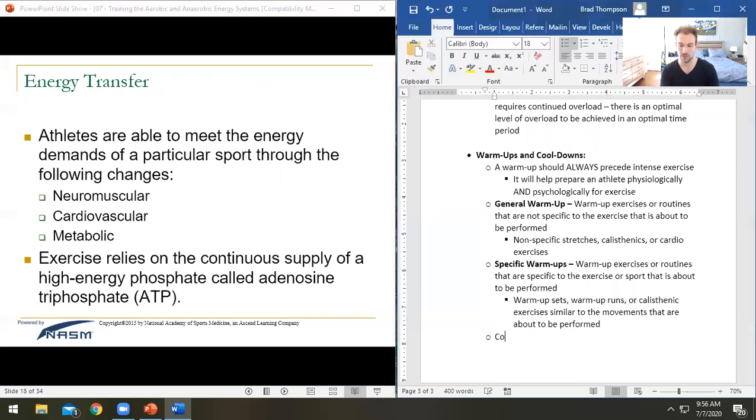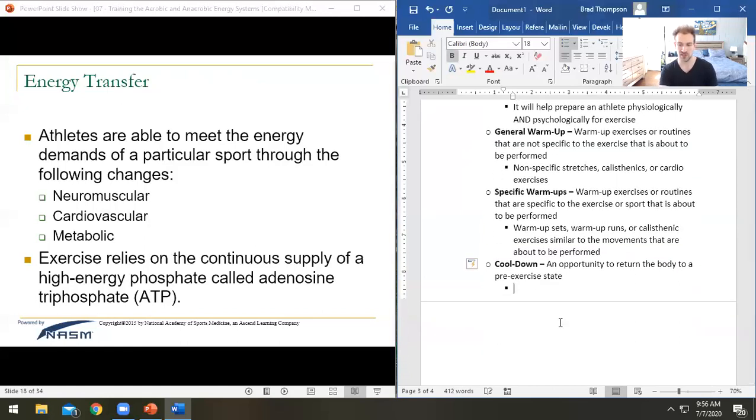So your cool down is an opportunity to return the body to a pre-exercise state. Okay, so this is where stretches for muscles that you worked previously is a really good example, right?